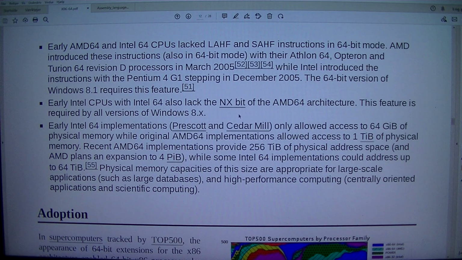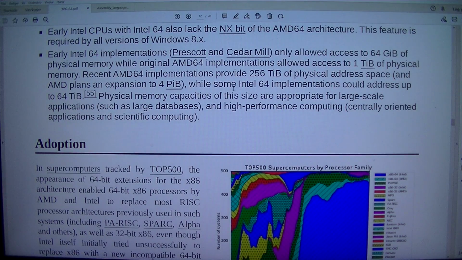Early Intel CPUs with Intel 64 also lack the NX bit of the AMD64 architecture. This feature is required by all versions of Windows 8.x. Early Intel 64 implementations, Prescott and Cedar Mill, only allowed access to 64 GB of physical memory, while original AMD64 implementations allowed access to 1 TB of physical memory.